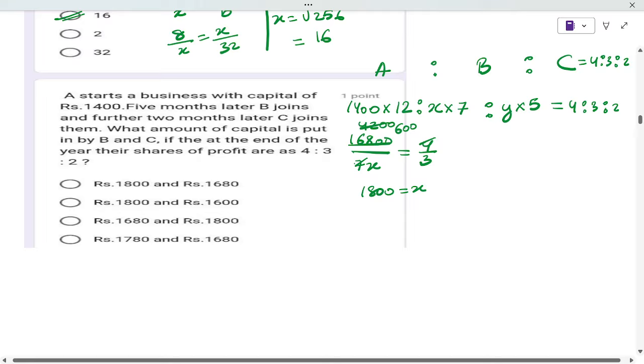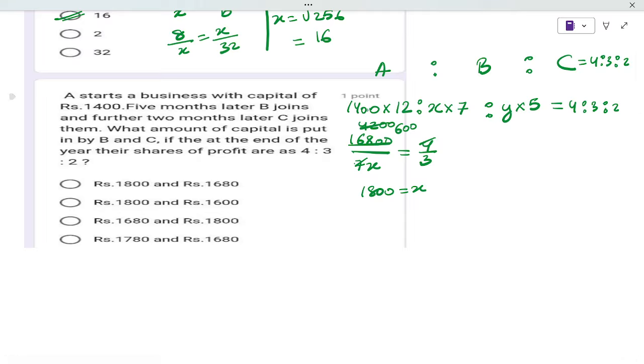Now let's find y. Here is the ratio for A and B, this is for A plus B. Then for A and C, the ratio of A and C.